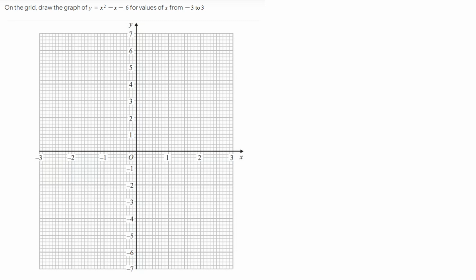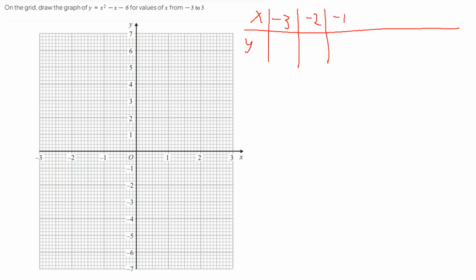On the graph, draw y equals x squared minus x minus 6 from minus 3 to 3. You remember how when we did this for a linear equation, we would have x on here and y on here? Well, it's exactly the same thing. So we know that our range is from minus 3 to 3. So let's put it there. Minus 3, minus 2, minus 1, 0, 1, 2, 3.